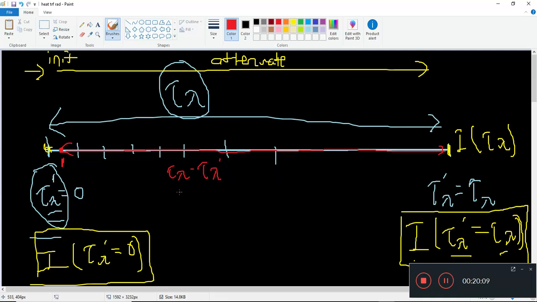So tau lambda is this whole length from start to finish, and there's this little bit of length that it is not traveling through. We call this tau lambda prime. So it is being attenuated by this length, tau lambda minus tau lambda prime. So that is just one source only.